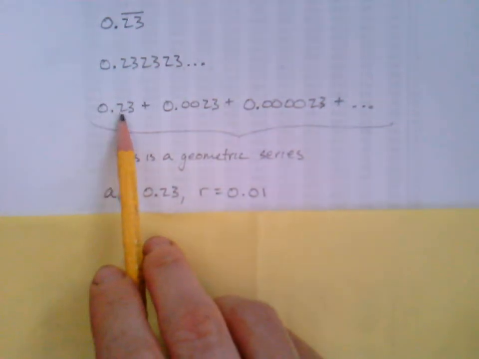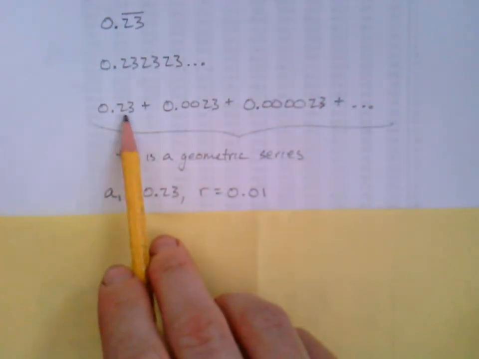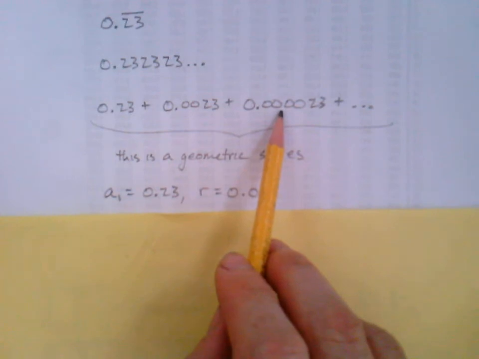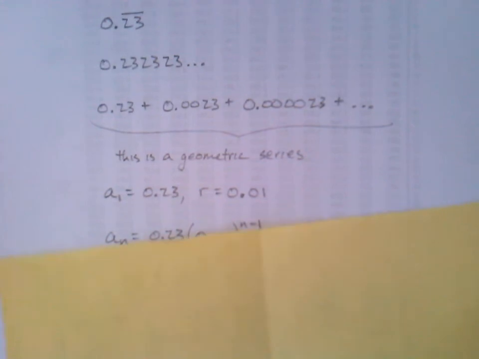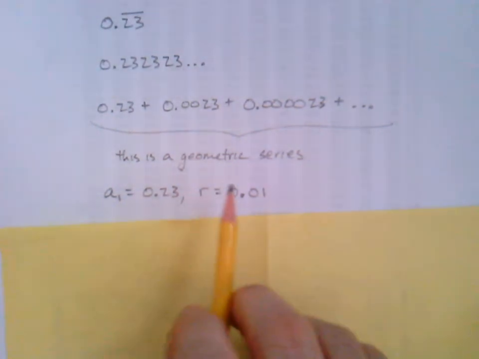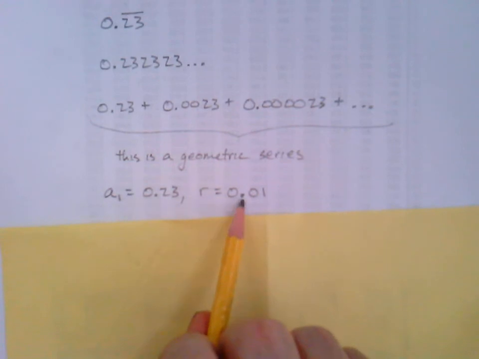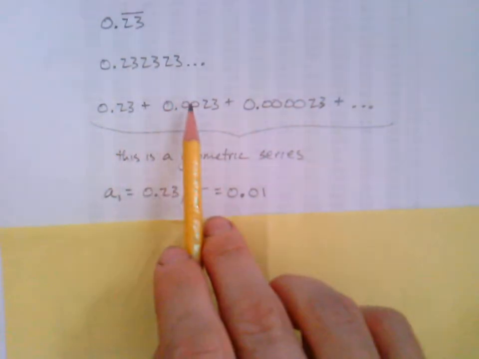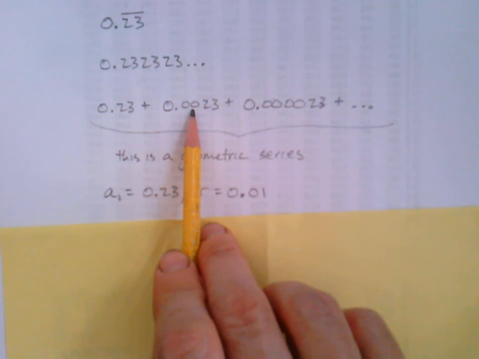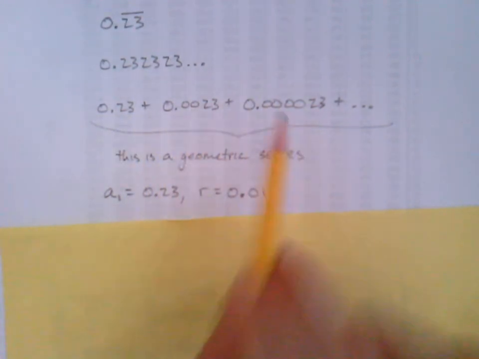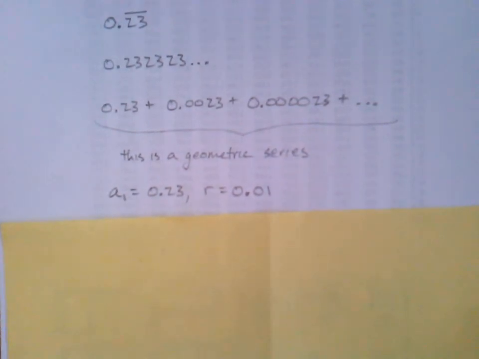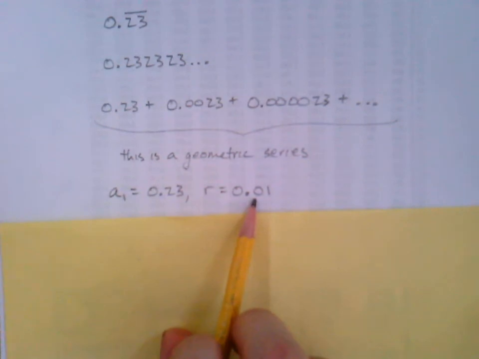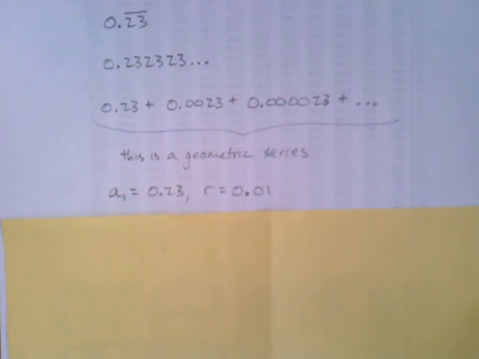The first term is 0.23. What do you keep multiplying by each time to get the next one? 0.01. So 0.23 times 0.01 would get you from here to here, and then multiply by 0.01 again. It'll move the decimal place twice to there. Okay. So if we're moving 2 decimal places, 0.01 will do that. Okay, let's put that in.